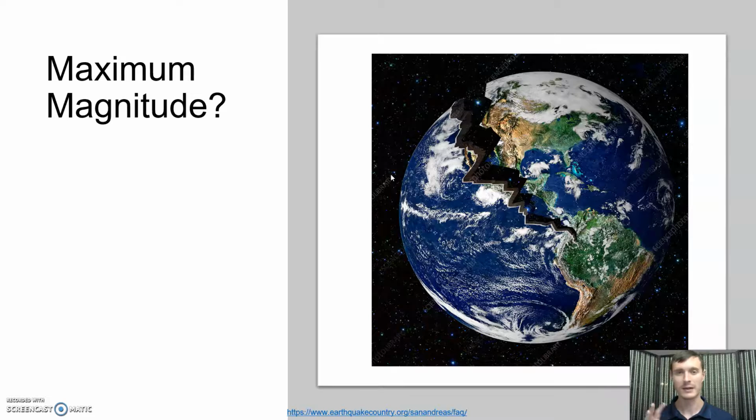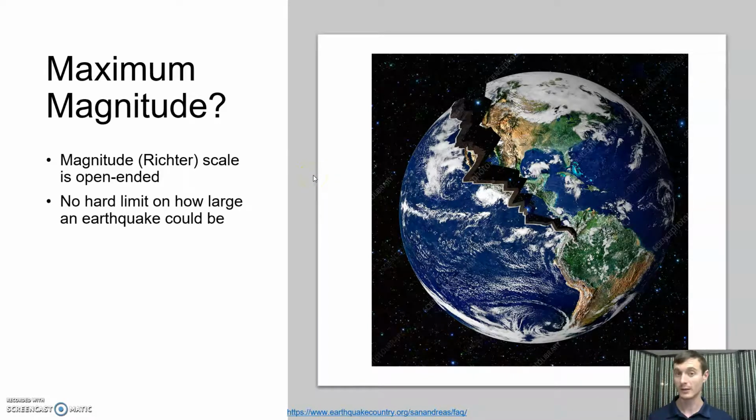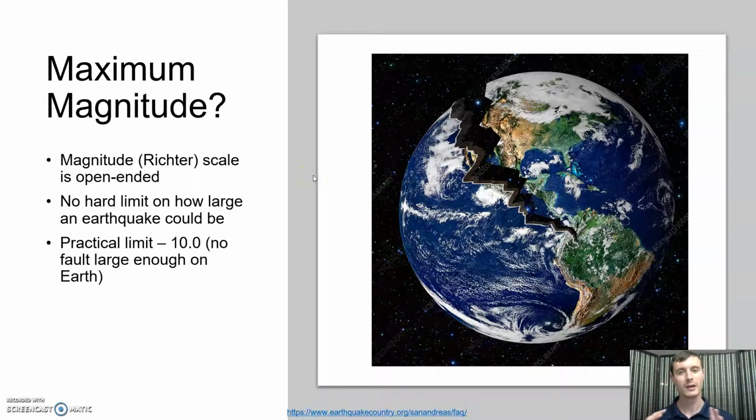Now, what about the largest that an earthquake could ever be? What is the maximum possible magnitude for an earthquake? And there's 2 ways to sort of answer this, right? You have no hard limit on how large an earthquake could be on the one hand, but really there's not a fault big enough on Earth to produce a magnitude 10. Earth has a lot of faults. Some of them are very big, but none of them are big enough to produce a magnitude 10 earthquake. So that is the practical limit for how large an earthquake could be.